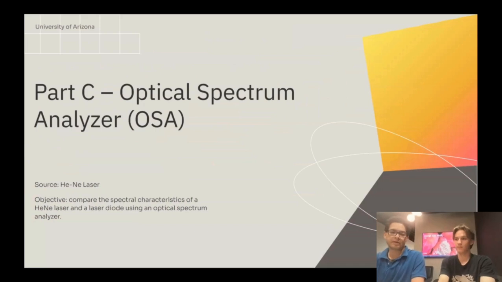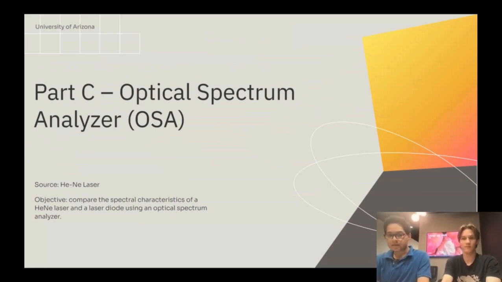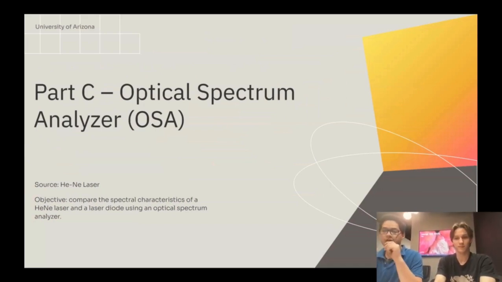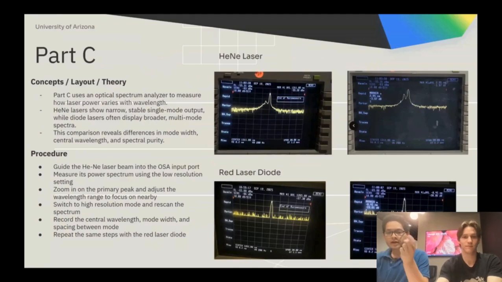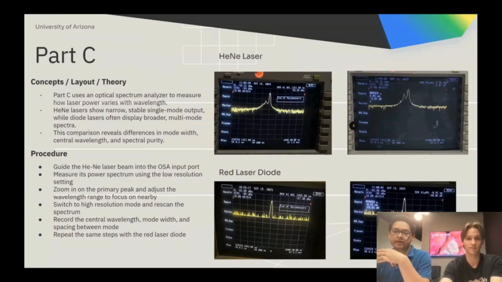All right, for part C, optical spectrum analyzer, we're going to speed through this. Our objective is to compare the spectral characteristics of the HeNe laser and the red diode laser. You can see here what we did is at first we went through the HeNe laser and then the red diode laser. You can see that we compare the peaks to get the width of the band, and then we compare the peak itself.